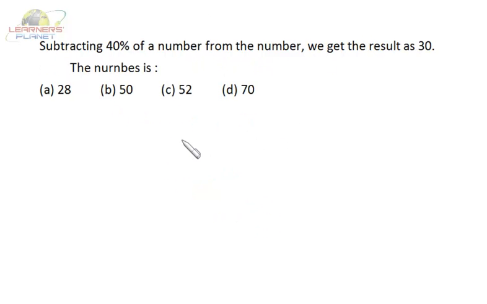Now let's see. Subtracting 40% of a number from the number, we get the result as 30. Friends, we are subtracting 40% of the number from the number. That means we are actually getting 60% of the number. 60% is 3 by 5. So 60% of that number is 30. That means that number is 50. As simple as that. Okay.